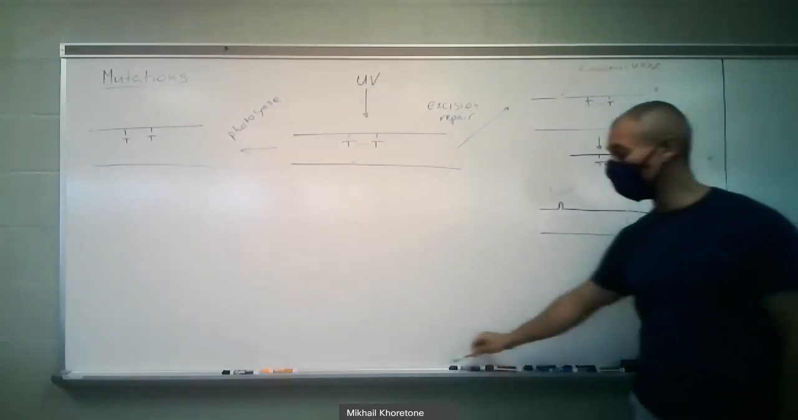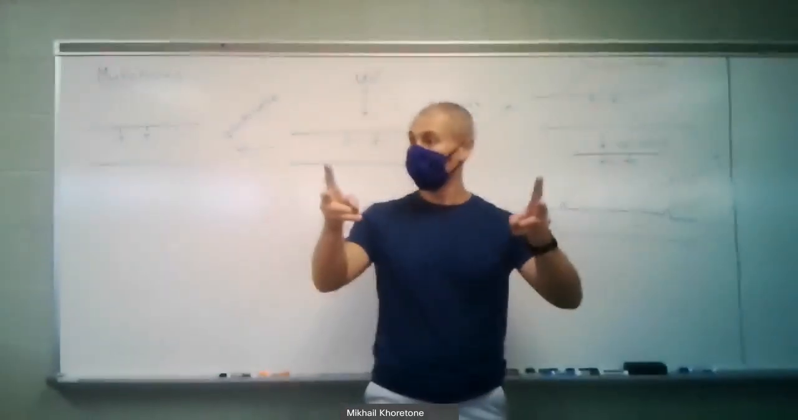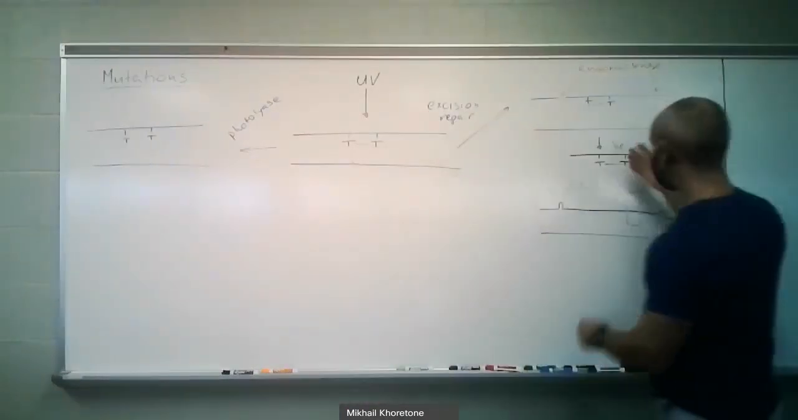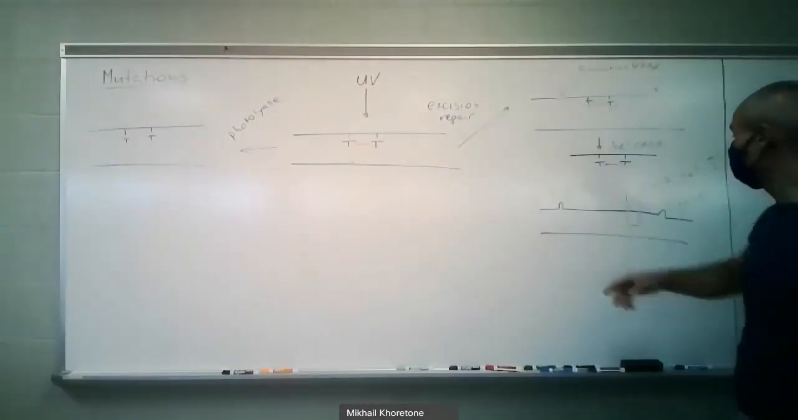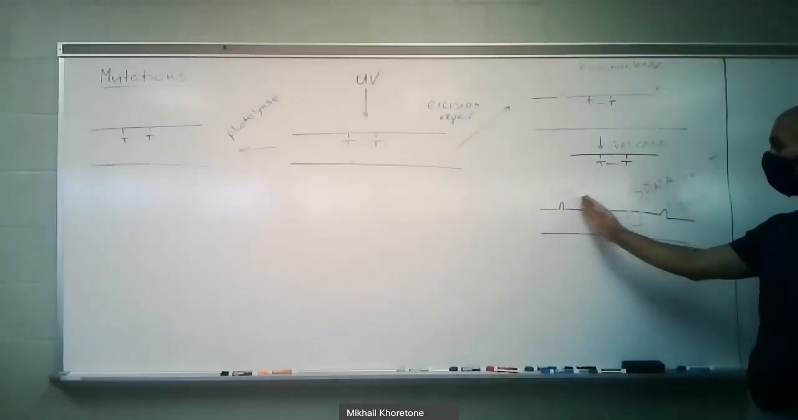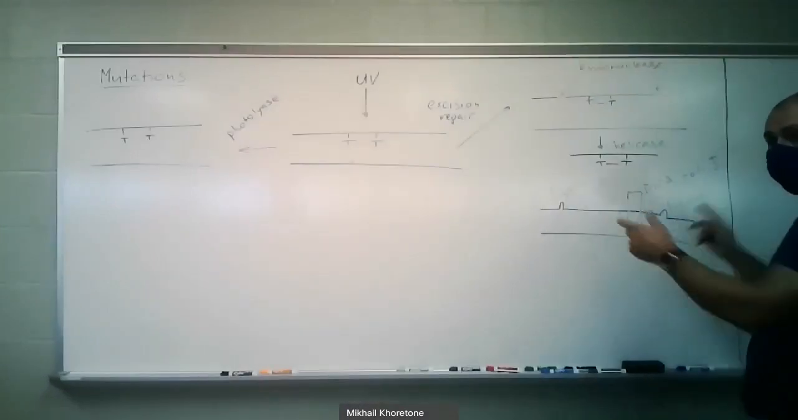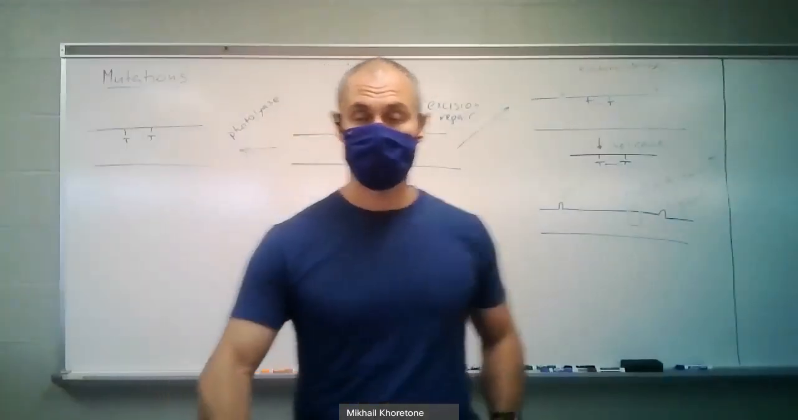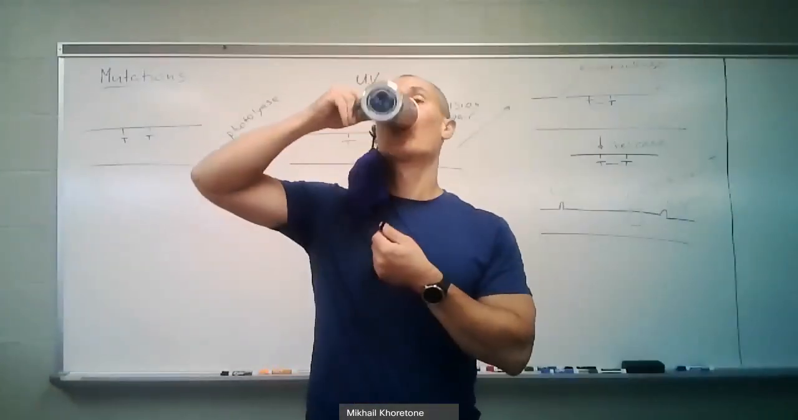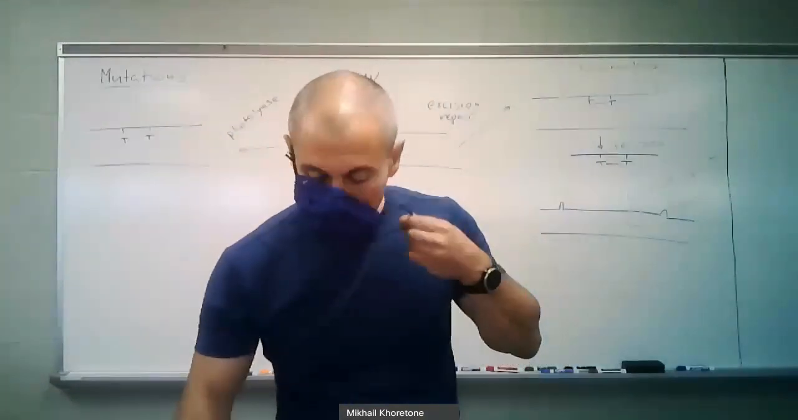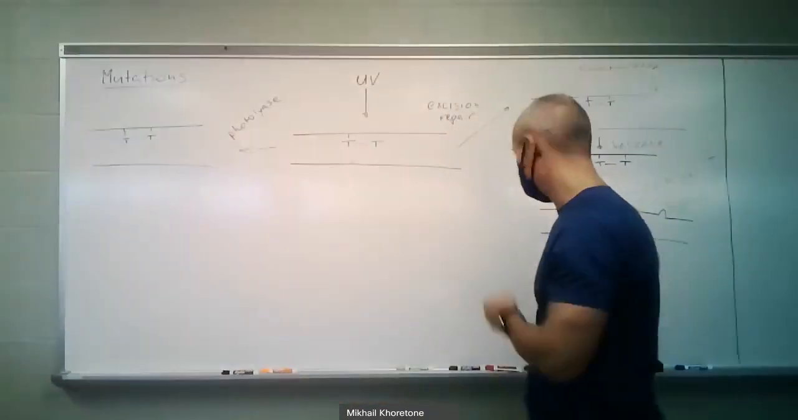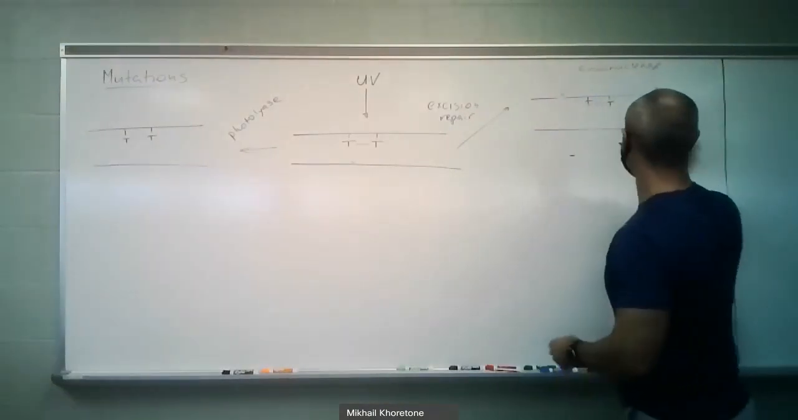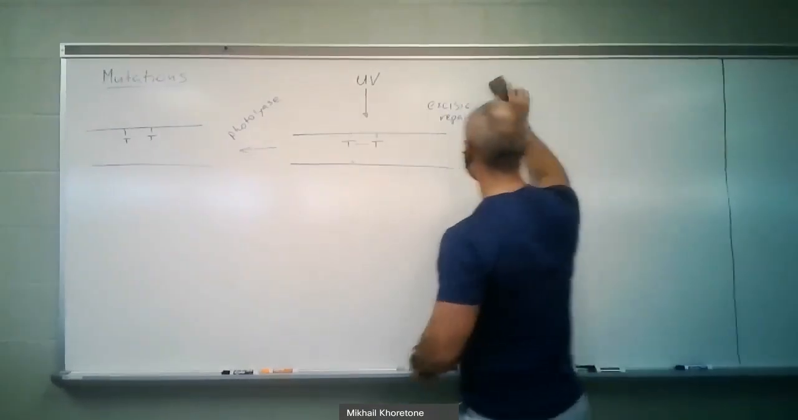So an excision repair endonuclease cuts out the damaged fragment. Helicase removes it. DNA polymerase 1 fills up the gap, and ligase stitches the ends. Does that make sense? Those are two repair mechanisms that I want you to know.